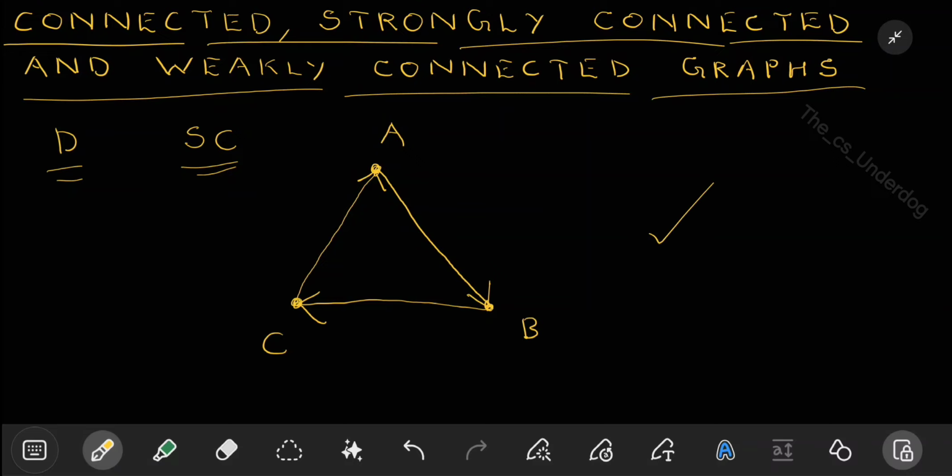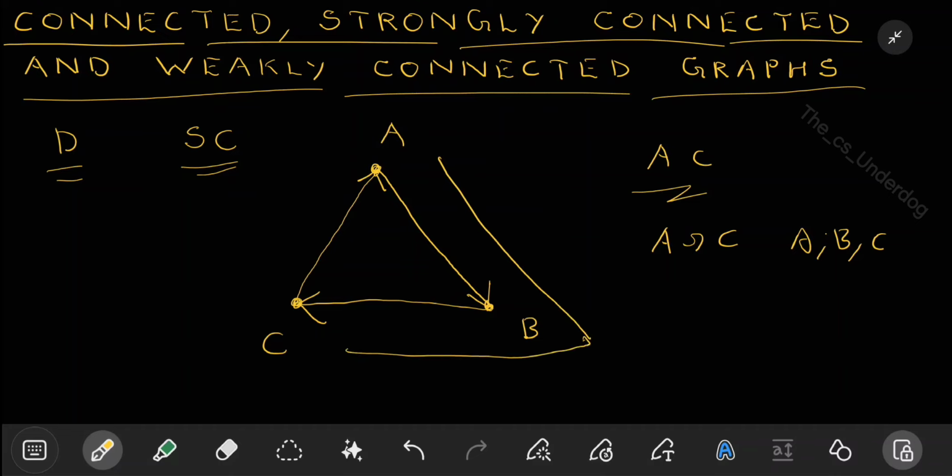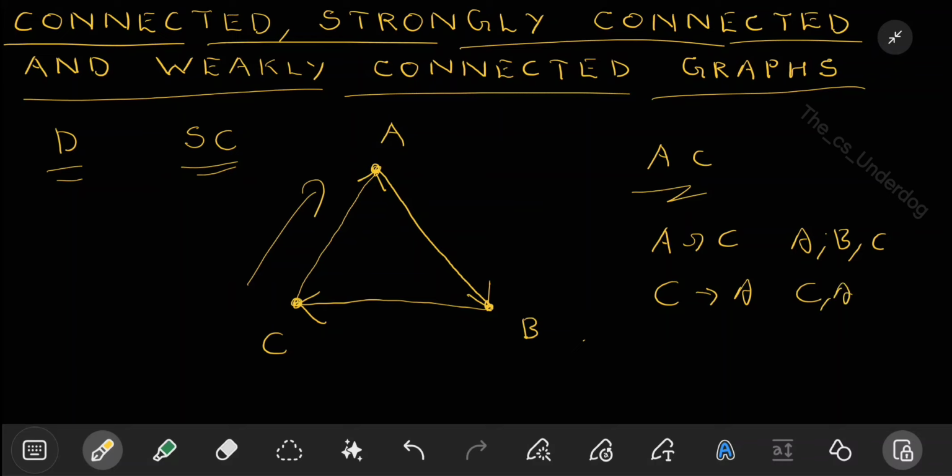So it is satisfied here because you take any two vertices. Let us take A and C. If I want to go from A to C, I can go from A to B and then from B to C, because I have a directed edge from A to B. I have a directed edge from B to C. I can reach from A to C. If I want to reach from C to A, I have a direct edge from C to A. So I can directly reach from C to A.